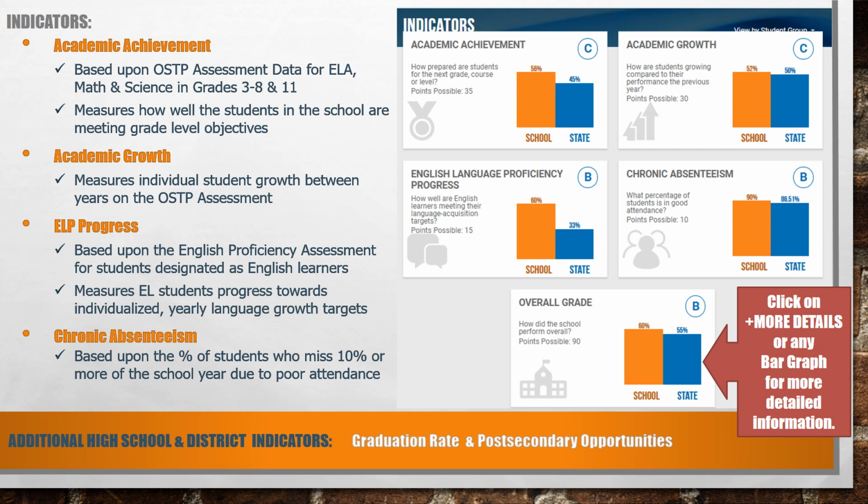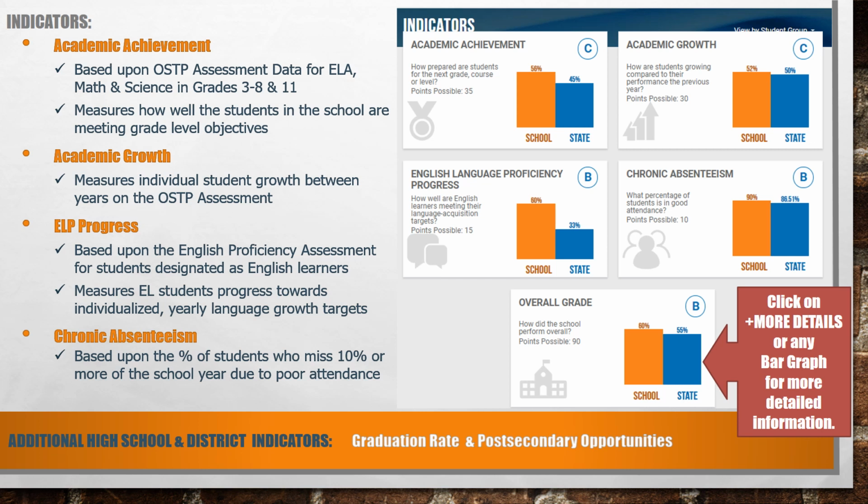Academic growth measures individual student growth between years on the OSTP assessment. ELP progress, which is based upon the English proficiency assessment for students designated as English learners, measures EL student progress towards individualized yearly language growth targets. And chronic absenteeism, which is based upon the percentage of students who miss 10% or more of the school year due to poor attendance. Additional high school and district indicators include graduation rate and post-secondary opportunities.